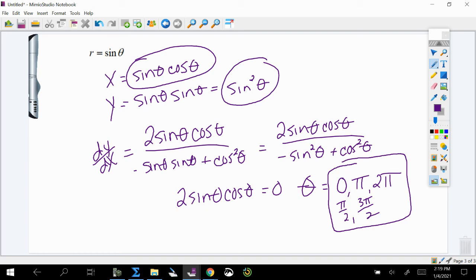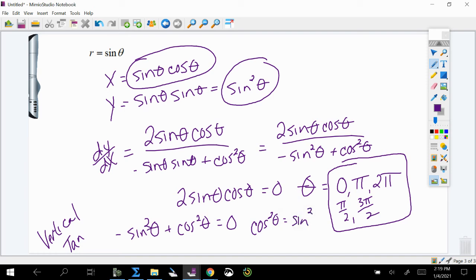Now in the bottom, to get a vertical tangent, I'm going to set negative sine squared theta plus cosine squared theta equal to 0. This actually is also a double angle identity. You may not recognize it, so if you don't, that's not a big deal. You could also just see, when does cosine squared equal sine squared, if you don't want to mess around with other identities. So cosine squared and sine squared will be the same at pi over 4. They'll also be the same at 3 pi over 4.